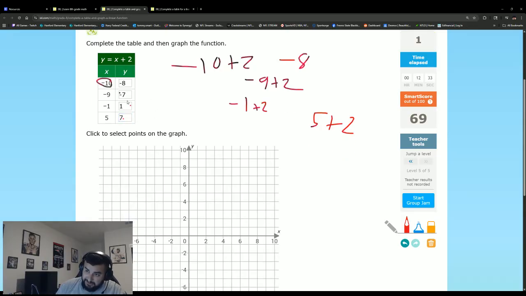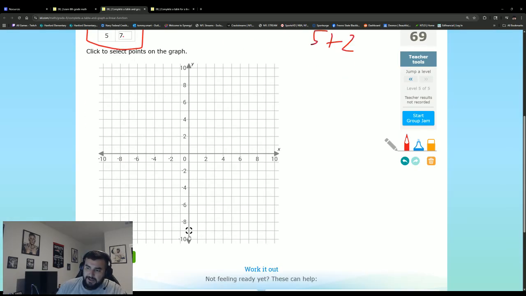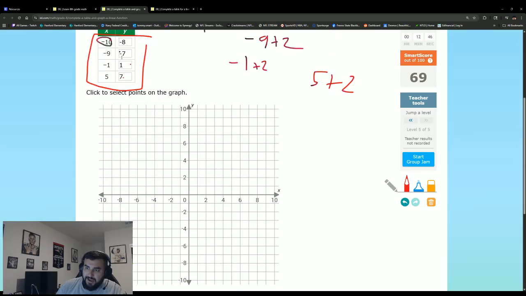And let's just graph this. There's 2 ways you can graph it. You can graph it by the equation, or you can look at your hard work and use these coordinates. I'll use these coordinates. So -10 and -8 is right there. -9 and -7. Let's do 5 and 7. Watch this. +5 and 7. Cool. And there's your line.